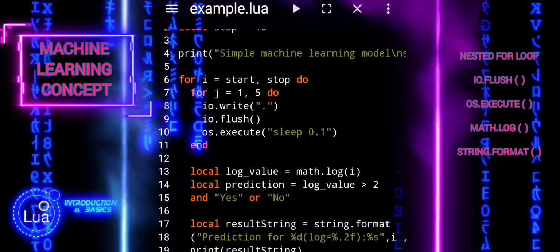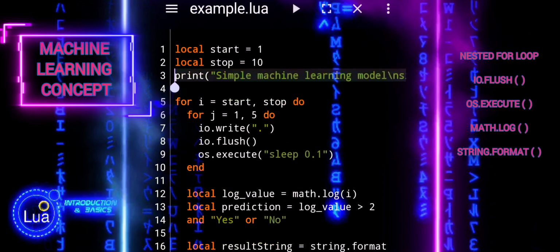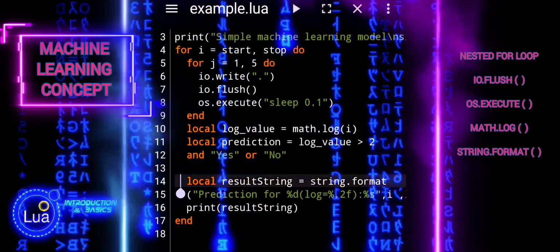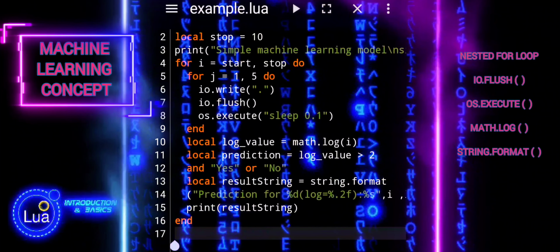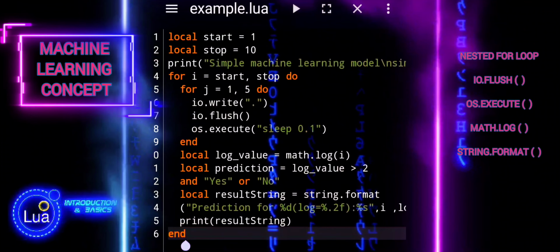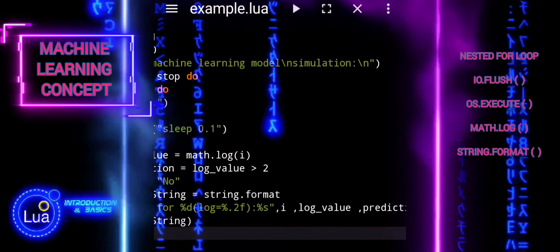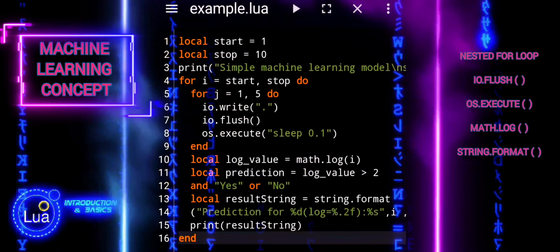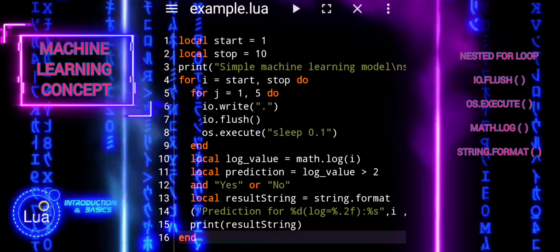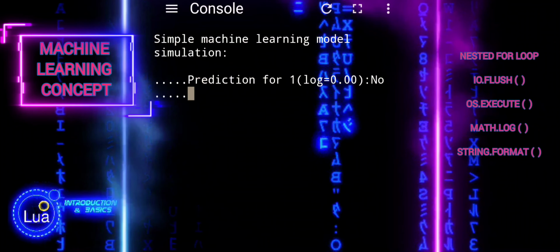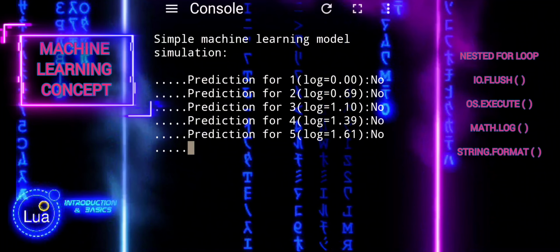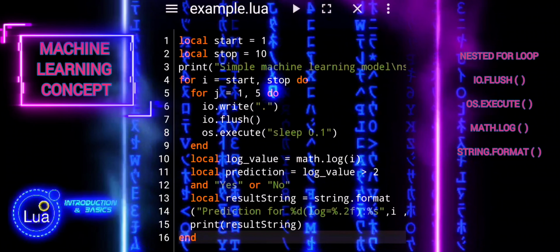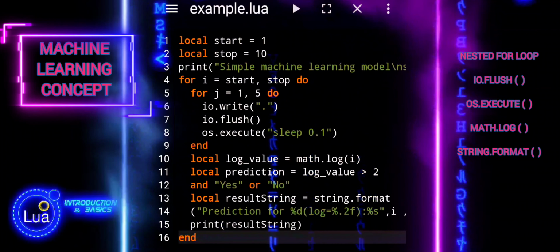In conclusion, we have successfully simulated a simple machine learning model in Lua. Throughout the tutorial, we learned how to initialize variables to define the range of data points for our simulation, use nested loops to simulate processes and generate data points, calculate the natural logarithm of each data point using the math.log function, make predictions based on a simple decision rule, and format and print the results using the string.format function. By following these steps, we've gained a basic understanding of how to implement a simple machine learning concept, presented in a clear and concise format.